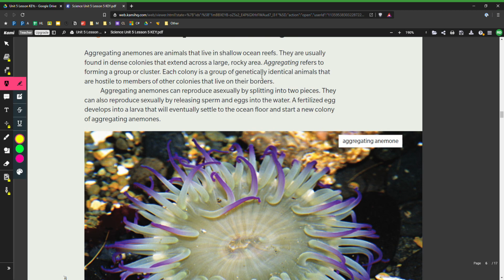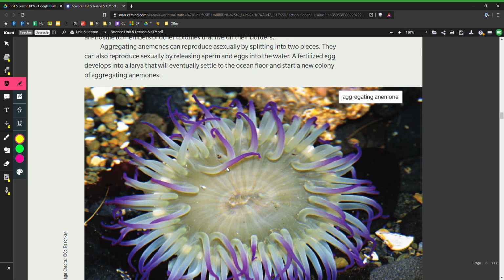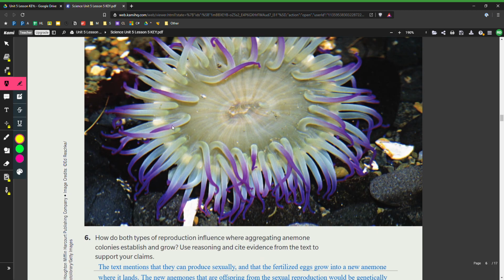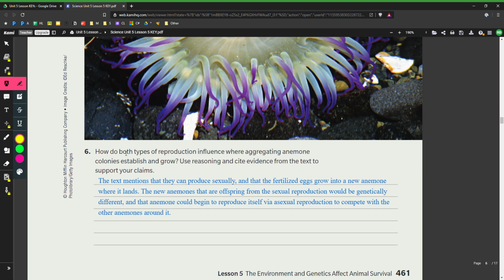And each group is genetically identical because they are reproducing asexually, or they can reproduce asexually. And it also says they can reproduce asexually by splitting into two pieces. They can also reproduce sexually by releasing sperm and eggs into the water, and then a fertilized egg develops into the larva that will eventually settle on the ocean floor and start a new colony. And then this question is saying, how do both types of reproduction influence where aggregating anemone colonies establish and grow?